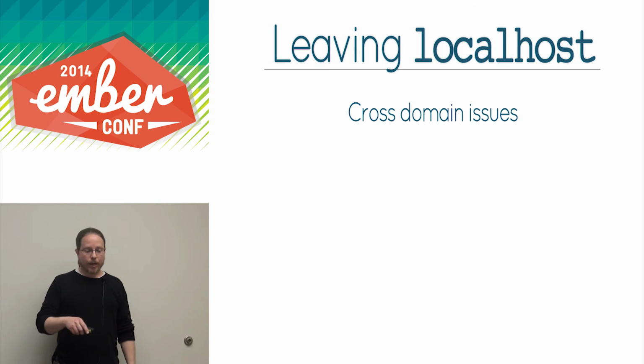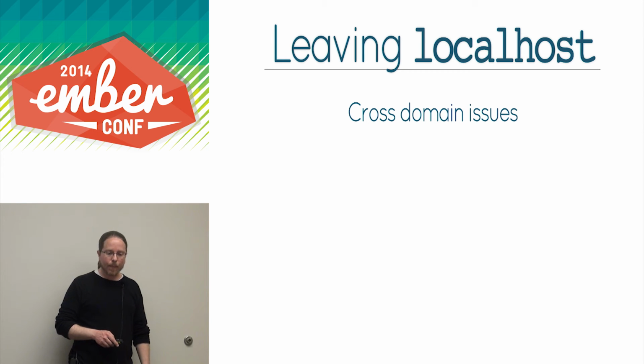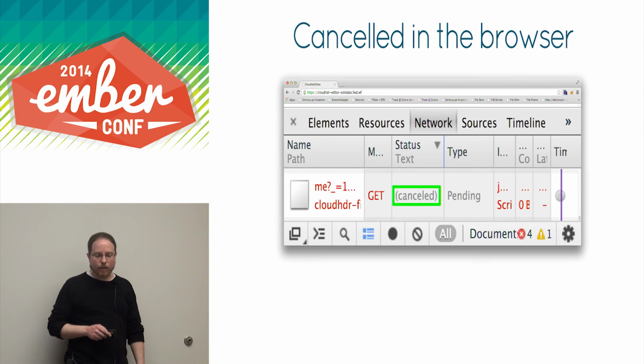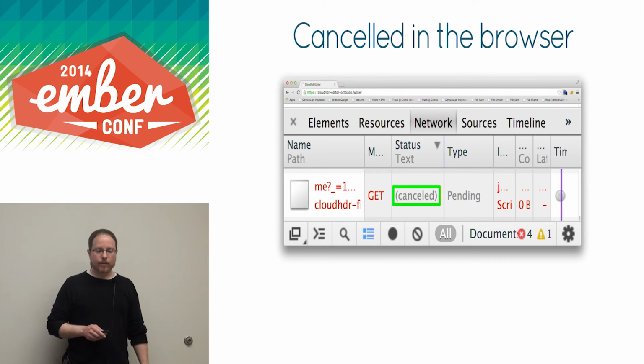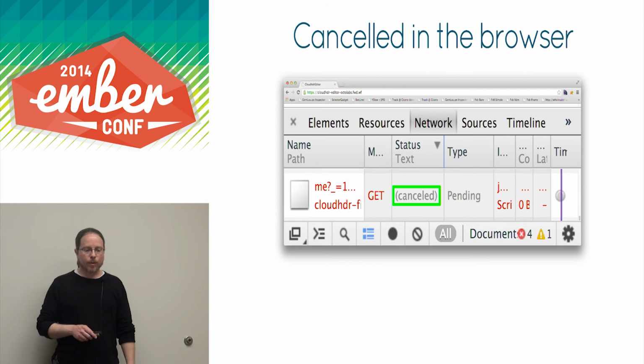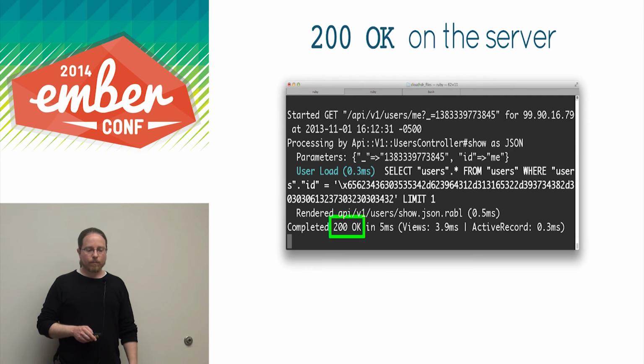I'm hosting each of my services at a subdomain of my main domain, and by default, some things just don't work across subdomains unless you take steps to allow them to work. So the first thing I ran into was I would see this in the network tab where it would say that a request had been canceled. I didn't really know what that meant, and confoundingly, when I went to look in my Rails console, I would see that the request had made it to the API service. The API service had done what it needed to do and returned a 200 OK.